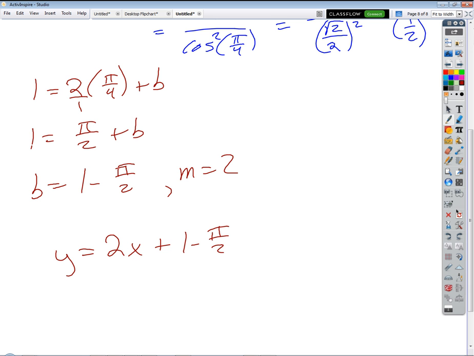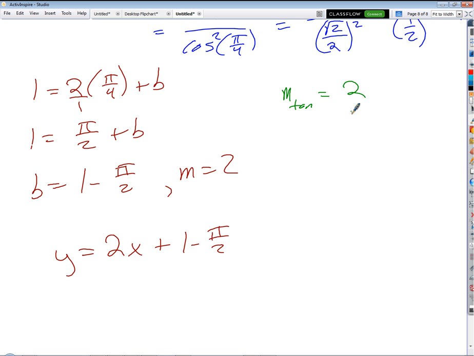Okay. What if we wanted to find the equation of the normal line? Do we have to redo all the calculus? No. Perpendicular. We know that if the slope of the tangent line is 2, then isn't the slope of the normal line -1/2? Yeah. So I'd have to go back and find b again, wouldn't I? Yes, you would. Okay. 4 minutes left.